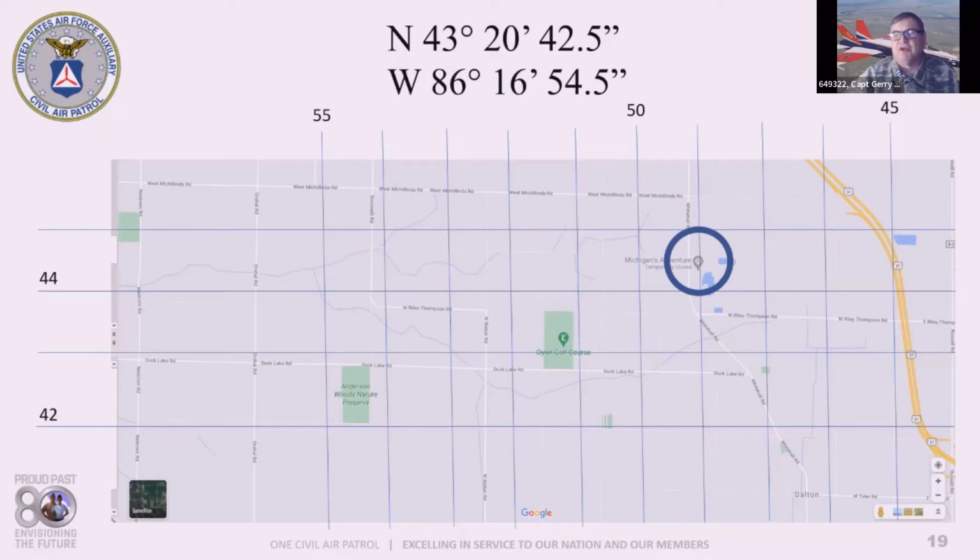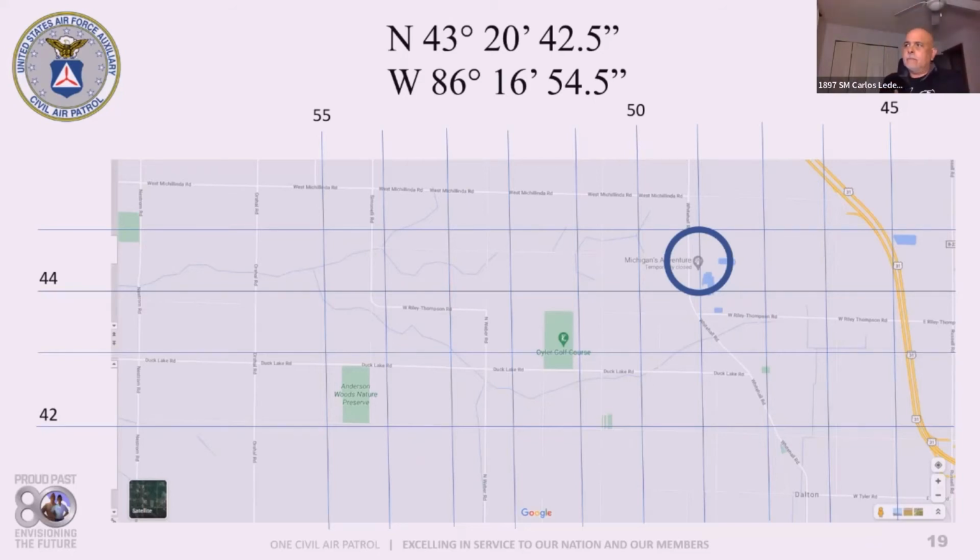We know the degrees and minutes are the same, so that's going to be easy. What I want you to do is give me the degrees, minutes, and the seconds for Michigan's Adventure. Who wants to venture a guess there? North 43 degrees, 20 minutes, and 44.4 seconds. Pretty close. And then west, I'll let somebody else do that part. I would say it's 86, 16, and 49 seconds. Very good.